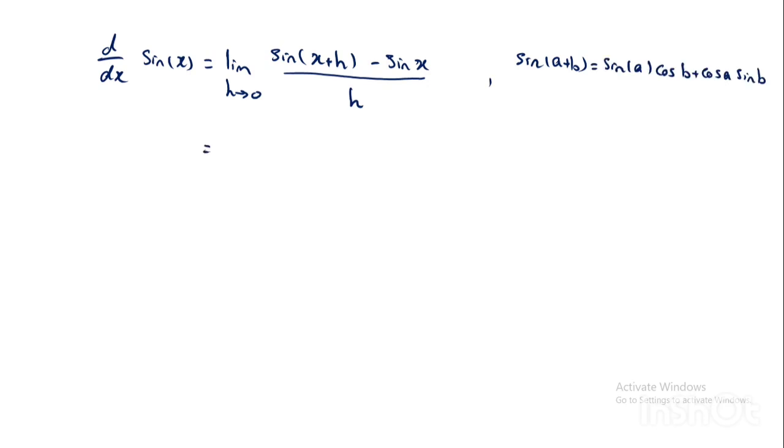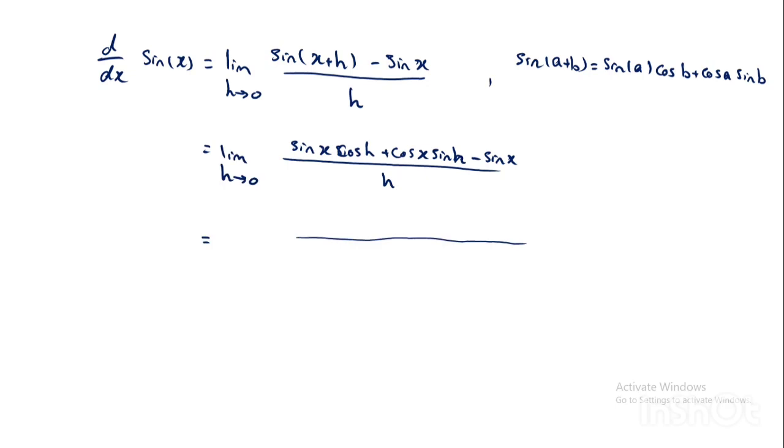So we do the following decomposition of sine of x plus h. Sine of x plus h is equal to sine x cosine h plus sine h cosine x, and we have minus sine x here, and all of this is divided by h, and we have the limit as h tends to 0. So getting these two terms together, adding them together and separating, we have the following: sine x times cosine h minus 1 plus sine h times cosine x all over h.